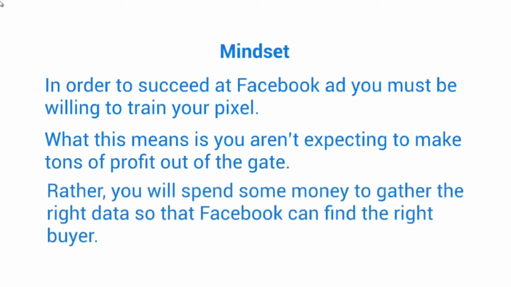Training a pixel basically means that you get traffic to your website where the pixel is located, and Facebook is able to figure out what kind of traffic is coming to your site, and of course what kind of traffic is buying your product. So who is considered a lead and all of that. And then in the future, you can create a lookalike audience, and then Facebook will go out in their database and will be able to figure out who they can target and who is most likely to become your lead. So in this case, you're going to be spending some money to gather the data so that Facebook can figure out the right buyer.